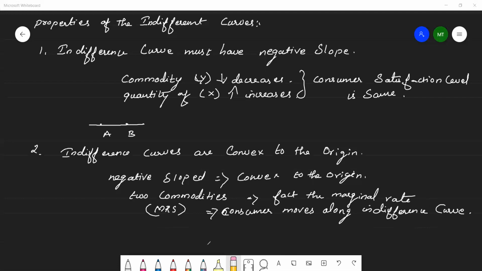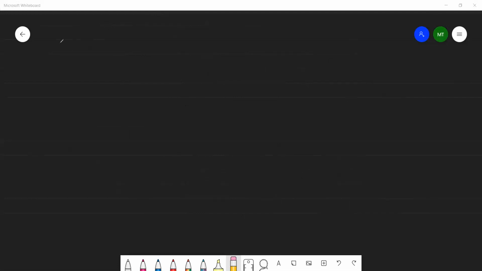Third, indifference curves cannot intersect.